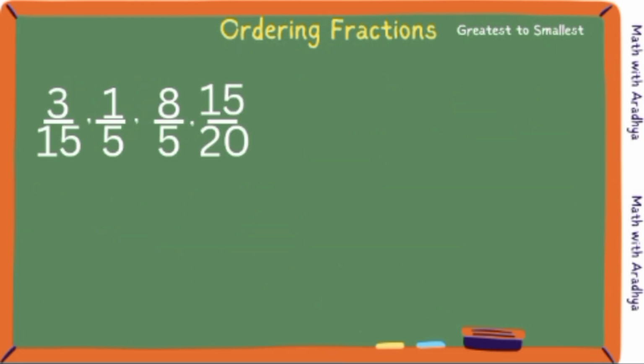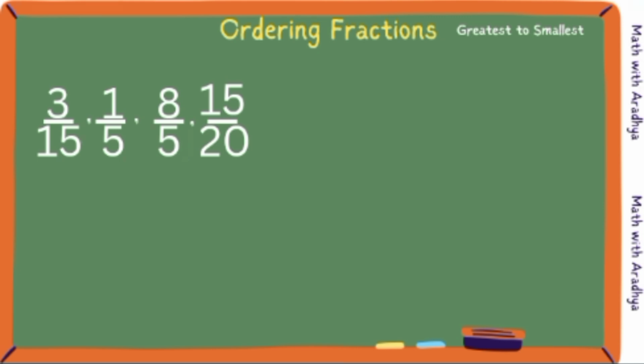So yeah, this is how you can get that. Okay, next let's take a second set of fractions, which is 3 by 15, 1 by 5, 8 by 5, 15 by 20. This time we will order them from largest to smallest. Okay, so in this the denominators we are having are 15, 5, 5 and 20. So we are going to order them.